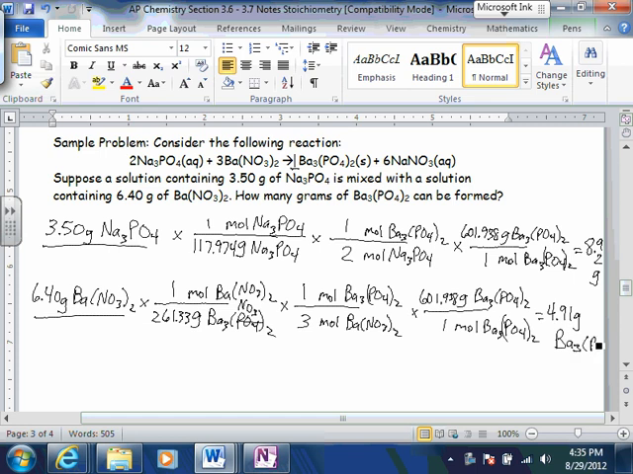Now the nice thing about this is that we already have our answer. Okay? I'm going to run out of room again. This 4.91 grams, that is how many grams of the Ba3(PO4)2 can be formed. Because after that, there's no more Ba(NO3)2 left. It's all run out. And so the reaction would stop at that point.